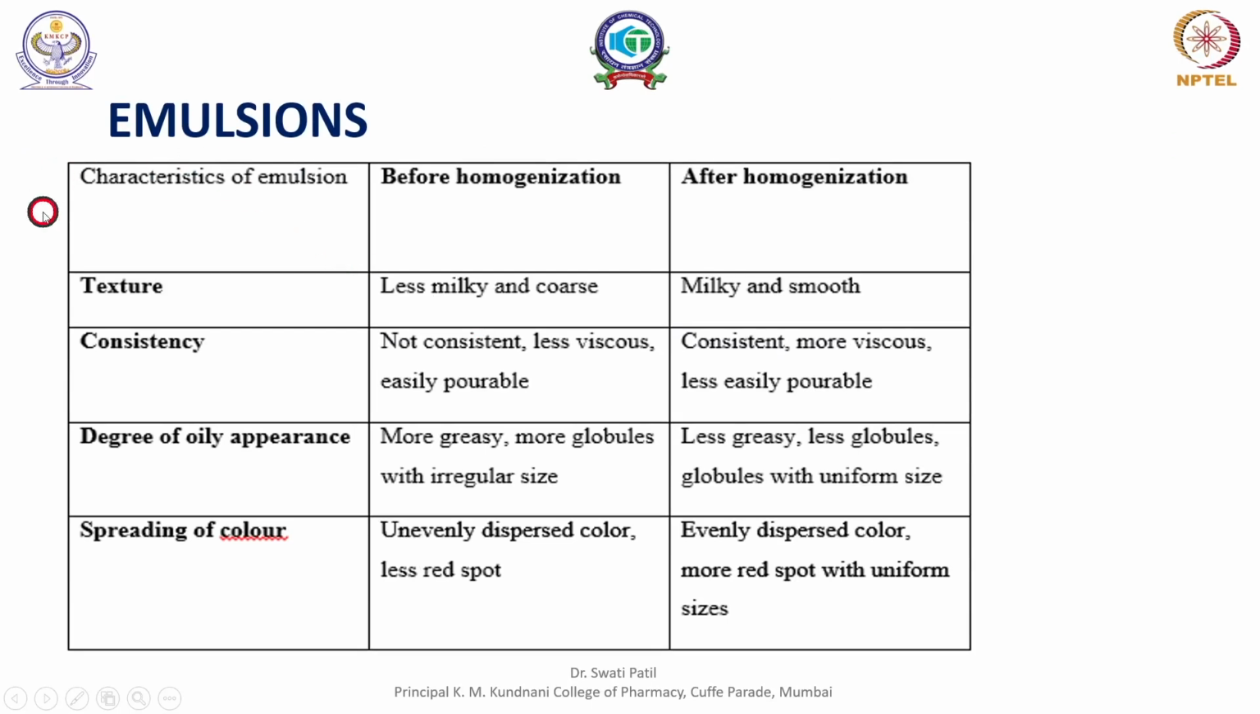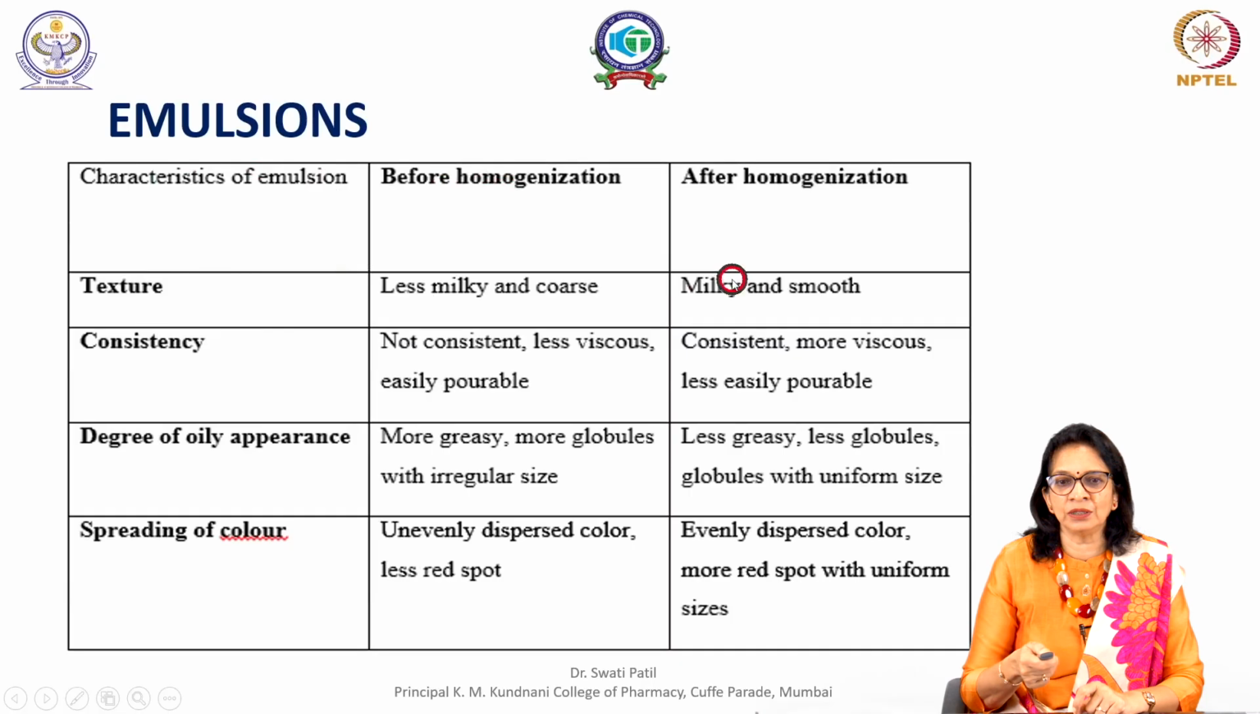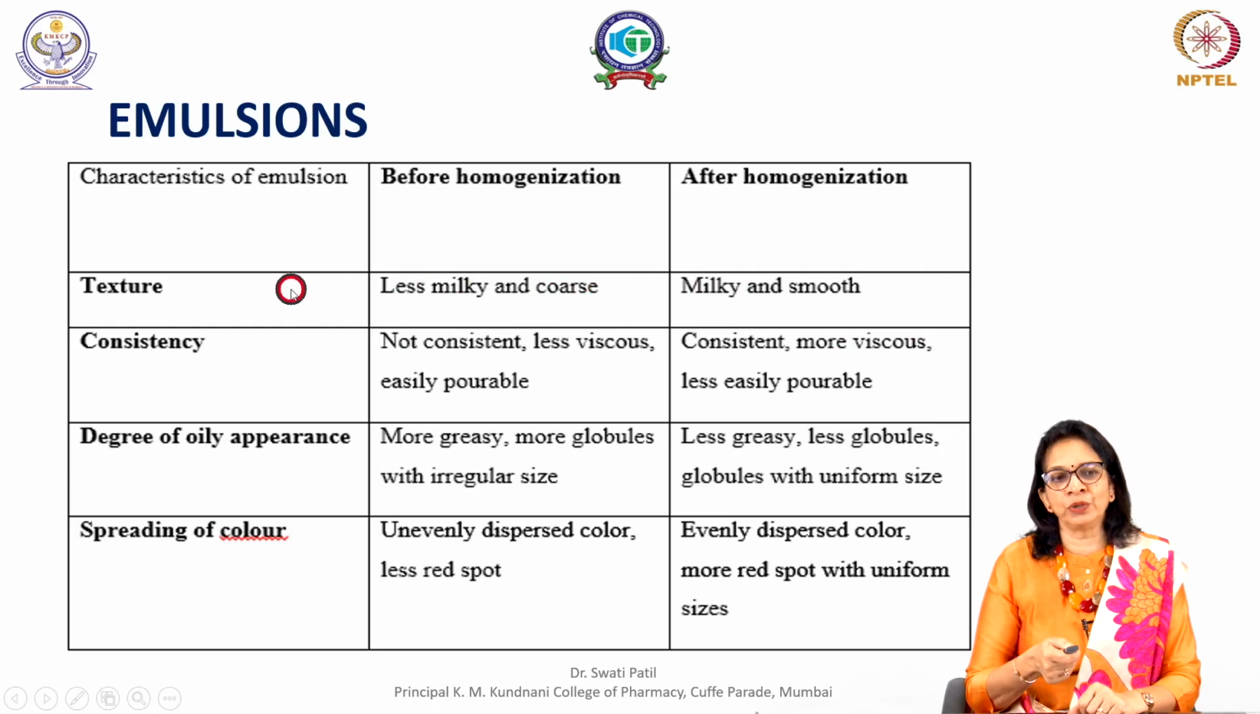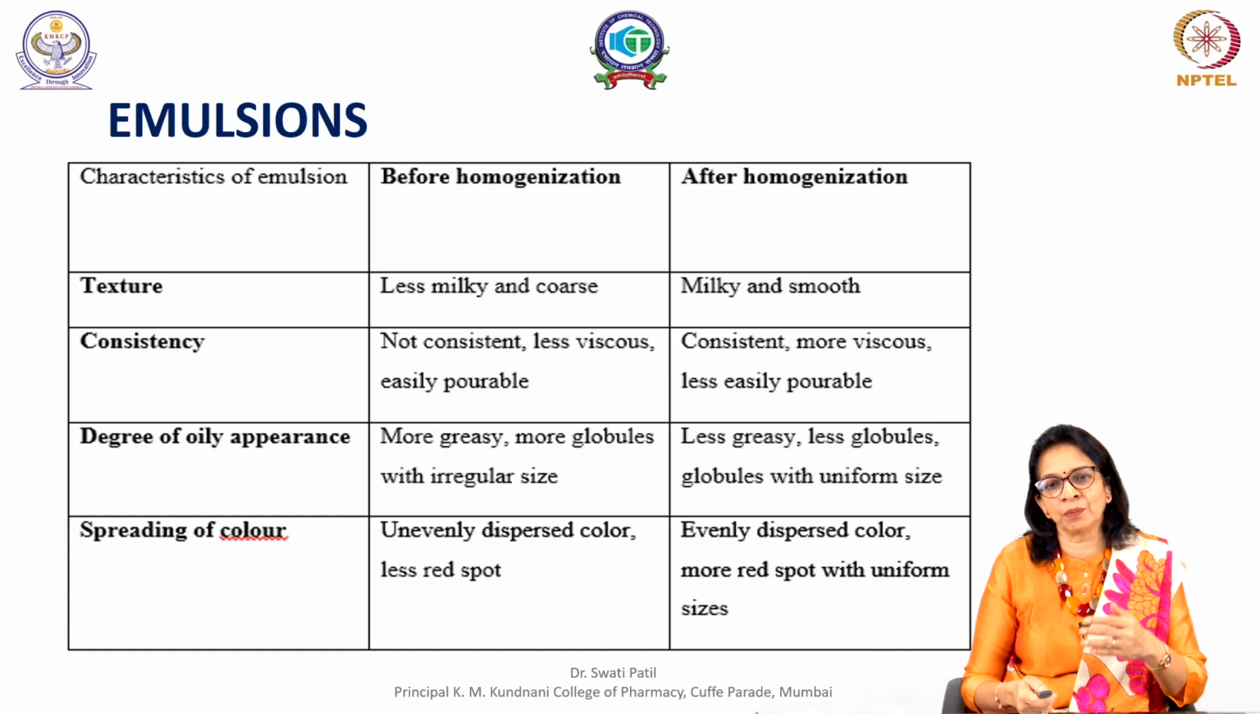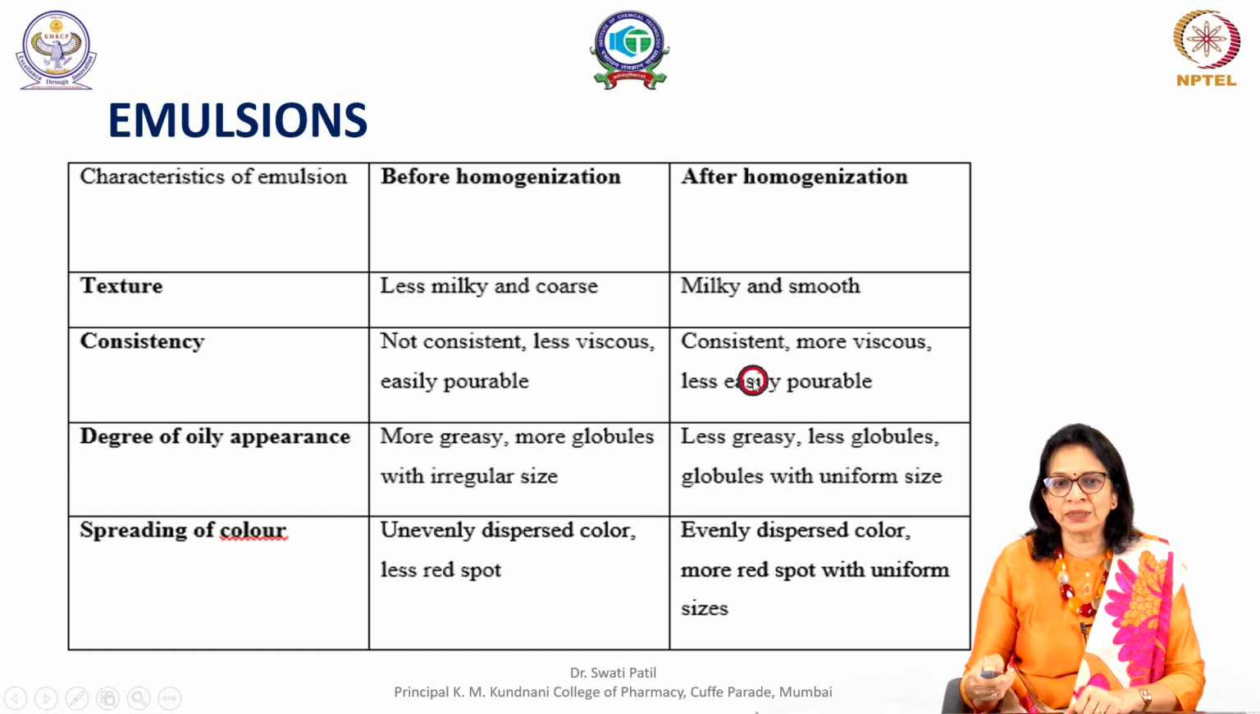So, the advantage of emulsion is that after homogenization they form a milky smooth preparation. Before homogenization it is less milky and coarse. So, when we make a herbal emulsion, we have to take care of these characteristics. We have to take care of texture and consistency. After uniform homogenization, which is a modern method of mixing everything properly, it is more viscous and less easily pourable. It does not flow out of the container.